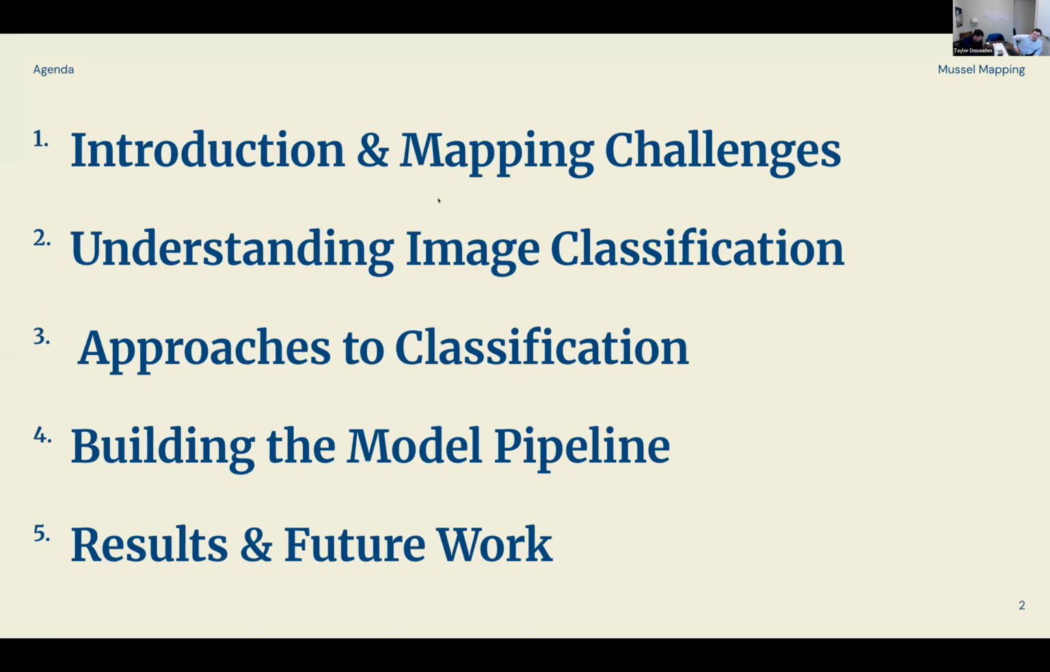Okay, so just to go over a little bit of what we're going to talk about in the presentation, we're just going to kind of introduce the problem and sort of the different methods for mapping mussels in imagery. And then I'm going to go into more detail about deep learning. So talk about the different kinds of image classification that we can do, the different kinds of methods that are available to us, deep learning being one of them, but also talking about sort of classic approaches.